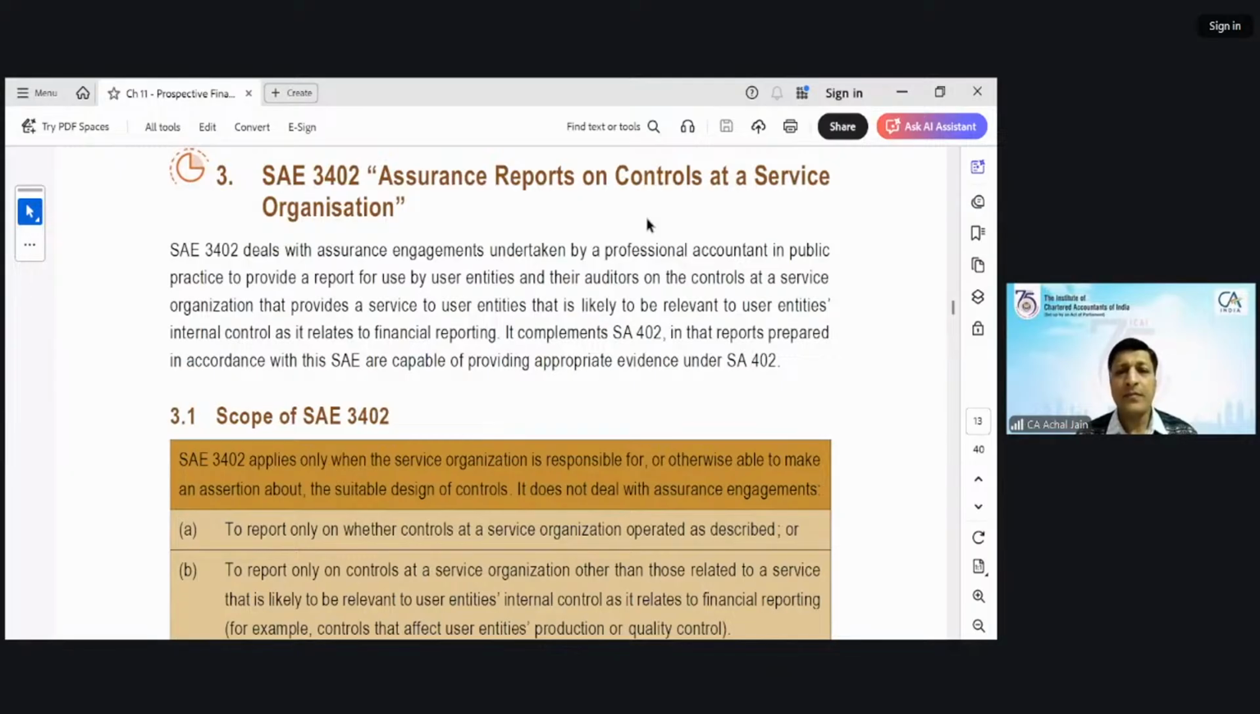Sir, we have 402, using the work of a service organization, which talks about Type 1 and Type 2 reports. A Type 1 report is the description that management prepared and the controls designed, as at a particular date. And a Type 2 report is again the description, with the controls designed, implemented and tested throughout the period. These two types of reports will be provided when the service organization is used by the user entity, right?